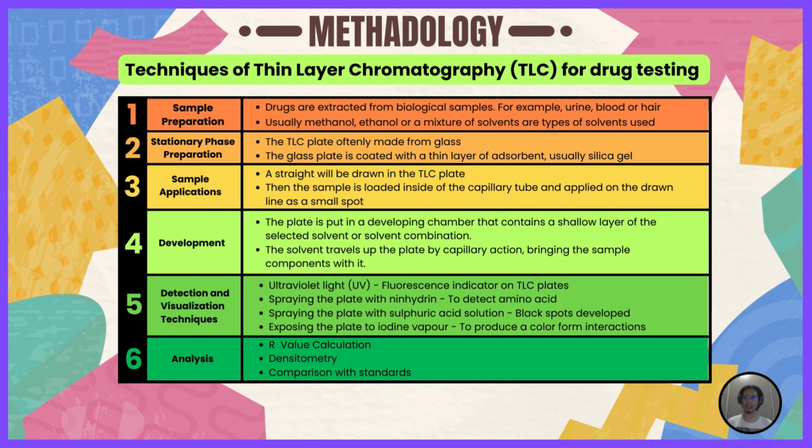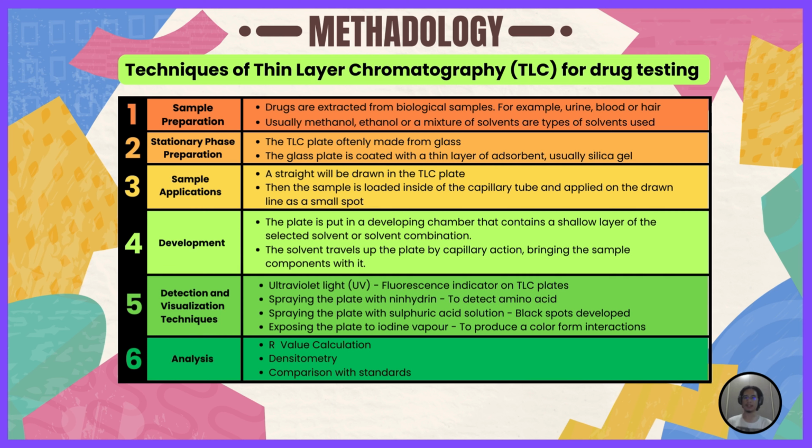Now we've reached the final part, which would be the analysis. There are three here, the first being the Rf value calculation. It is calculated by measuring the distance traveled by the drug spot and dividing it by the distance traveled by the solvent front. This helps identify the drug spot by comparing it with the standard Rf values.